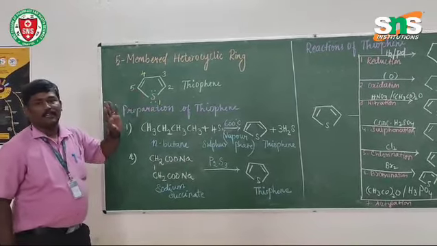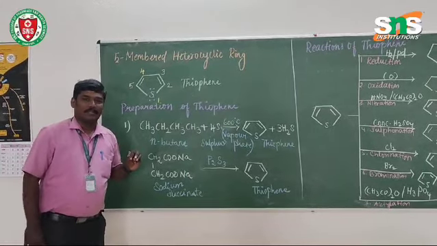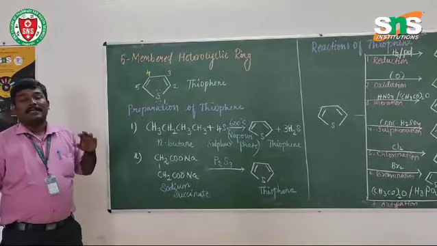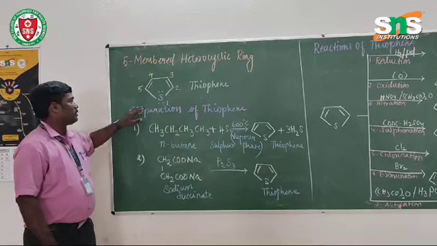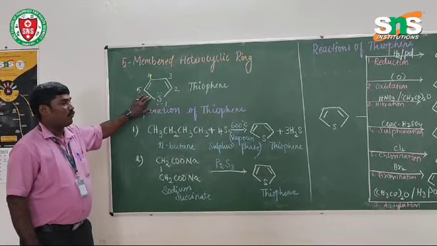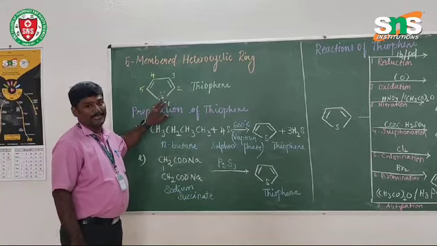What is thiophene? Actually, thiophene is a colorless liquid. It is insoluble in water but miscible with other organic solvents. This is the structure of thiophene, which has the molecular formula C4H4S.